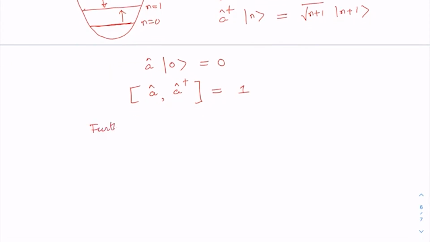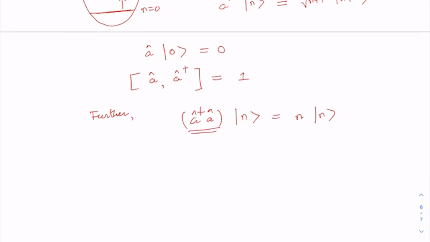Further, it turns out that a dagger a, this bilinear combination, when it operates on this energy eigenstate or Fock state n, is going to give you a number, and this operator is symbolized as n cap, and this is called the number operator, a dagger a. So I am sure most of you know all these things, but I'm just recapitulating and reminding you.